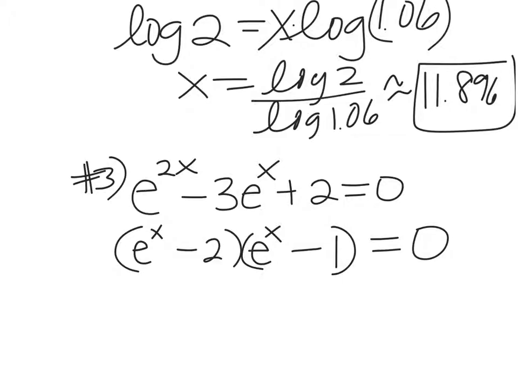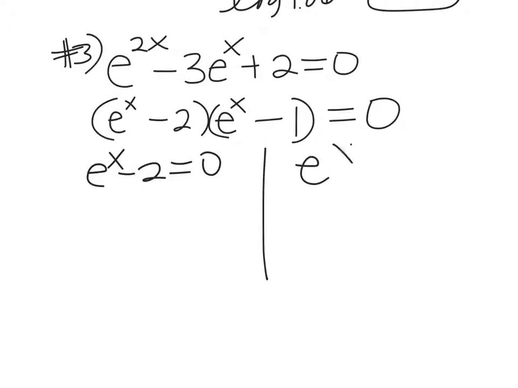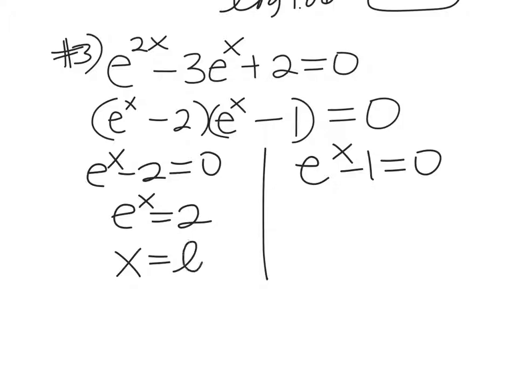Weird, huh? Okay, now that you have factors and they're equal to 0, you just set each of your factors equal to 0 and solve them. So add 2. e to the x equals 2. Take the natural log. When you take the natural log of e to the x, you just get x. x equals natural log of 2. I really like that answer. You can write 0.693 if you want to, but that's nice and pretty.